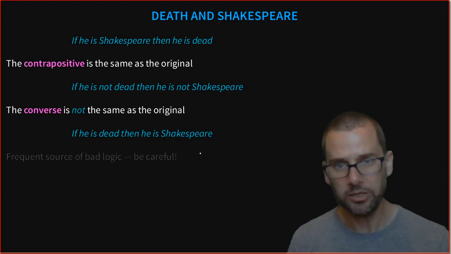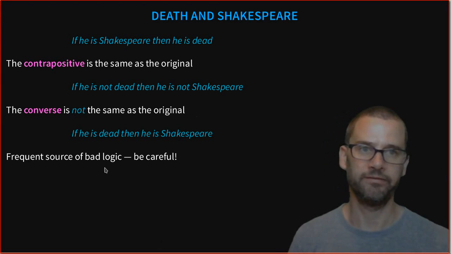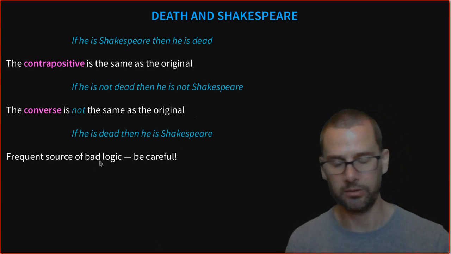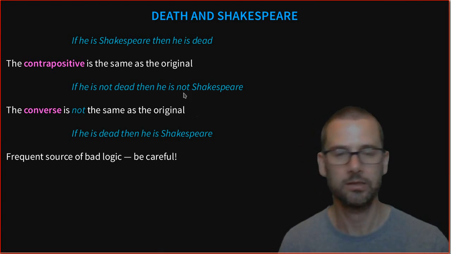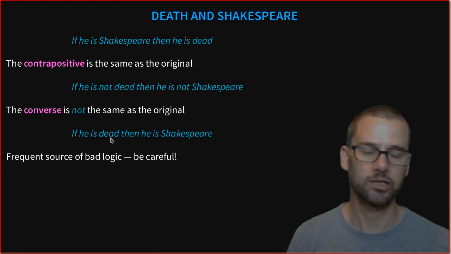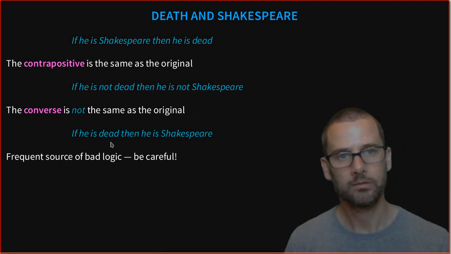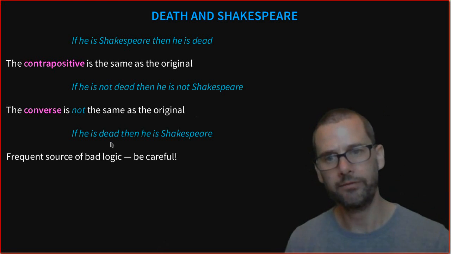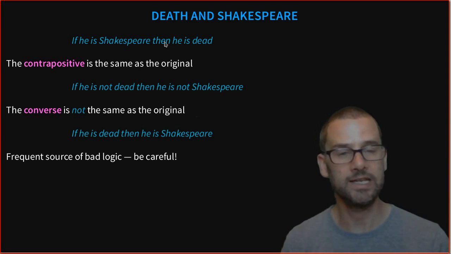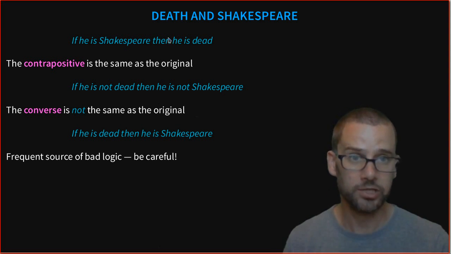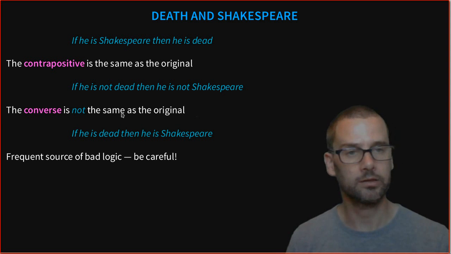Now, the converse is an interesting thing. It's often a source of very bad logic. So, for example, artists are misunderstood. I'm misunderstood, so I must be an artist, is an example of bad deduction involving the converse. Okay? So be very careful to keep these things separate and straight in your mind. The contrapositive is very similar. It's logically equivalent to the original implication. The converse is not.